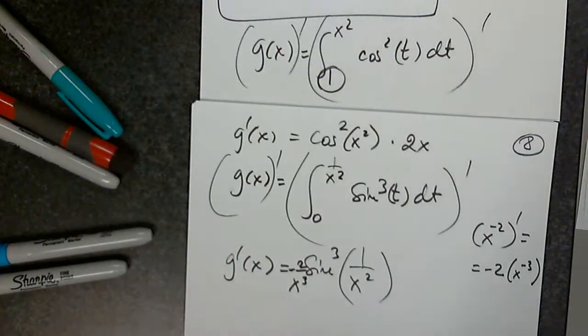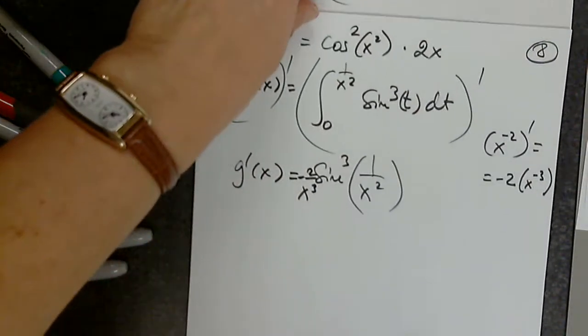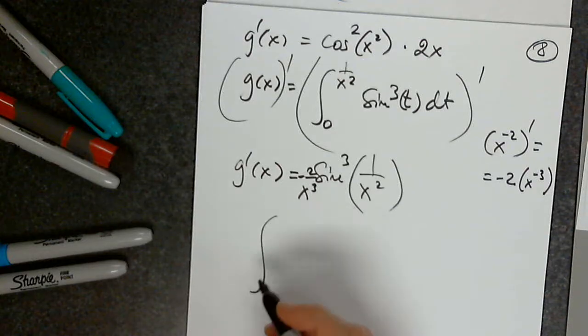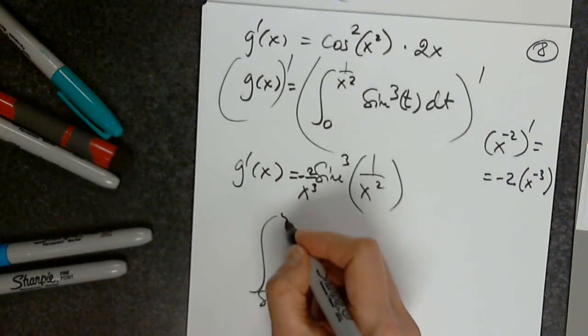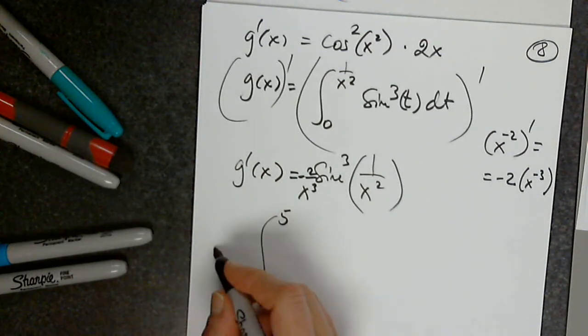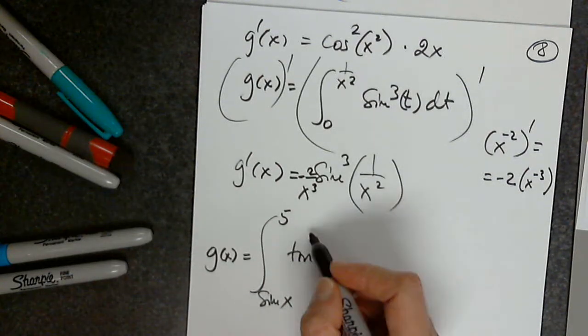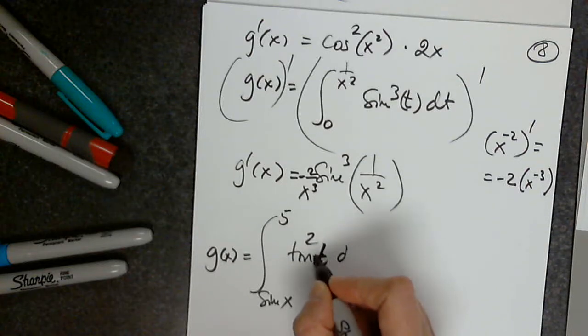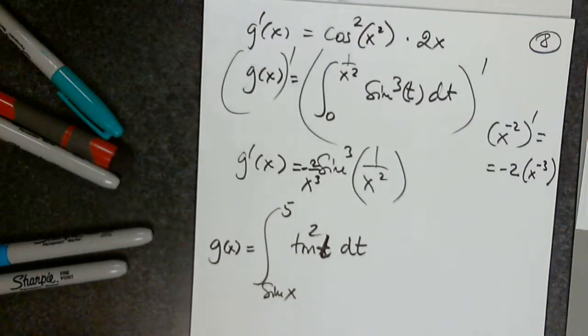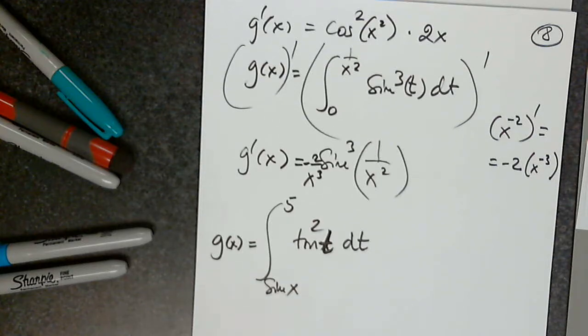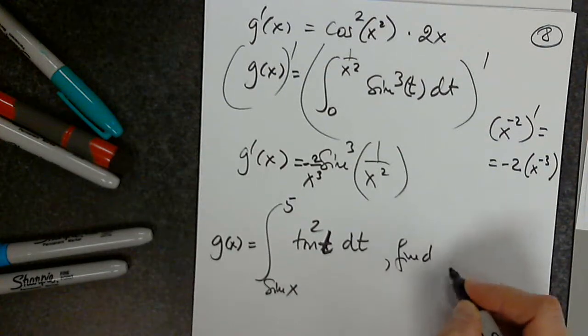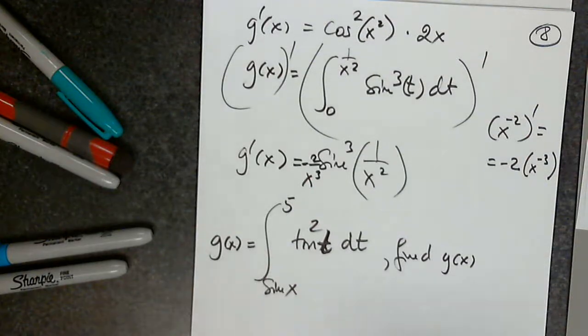Okay, I want to show another problem before the last one on this page. Let's say I have the integral from sine x to 5, and this is my function g of x, from tangent squared t dt. And I'm asked to find g prime. One more time, this is a function given in the form of an integral, but it's a function, because for every x, I get a different number.